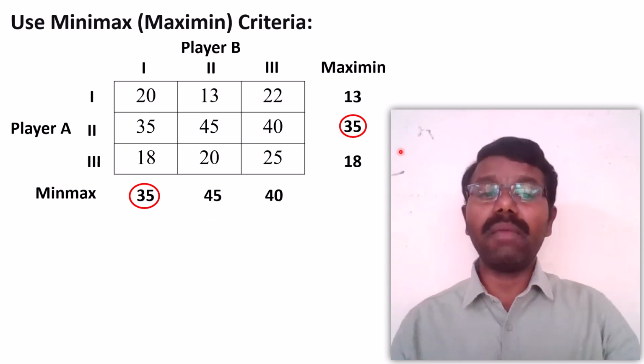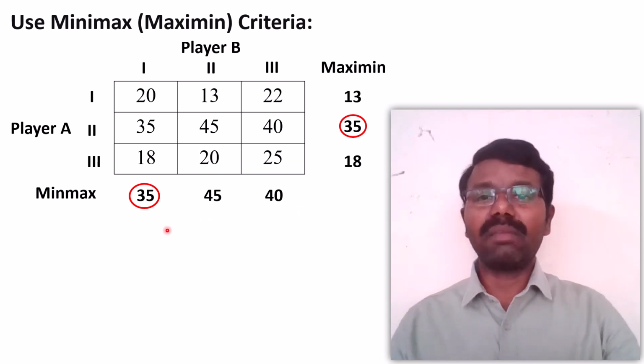When the minimax value becomes equal to the maximin value, that means it is a pure strategy problem. So the value of the game is the saddle point. Here the saddle point is 35. So the value of the game is 35.